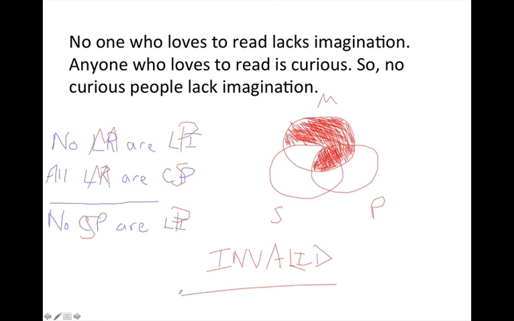And then I just jotted over the original standard form outline, S, P, and M for respectively minor, major, and middle terms, and then diagrammed the argument. And as you can see, the conclusion, no SRP, does not appear.